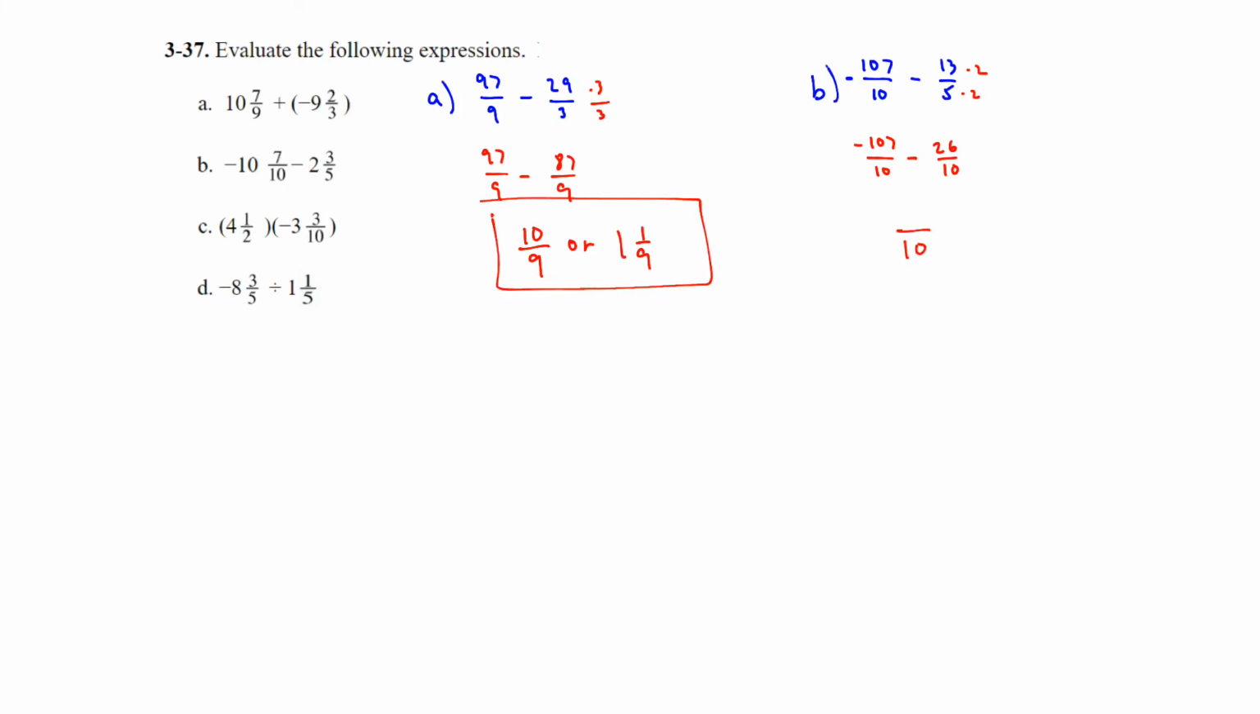Keep the denominator the same. So that would be negative 133 over 10. And that cannot be simplified, so you can just once again leave it in that form, or you can change it back to a mixed number, which would be what? Negative 13 and 3/10.